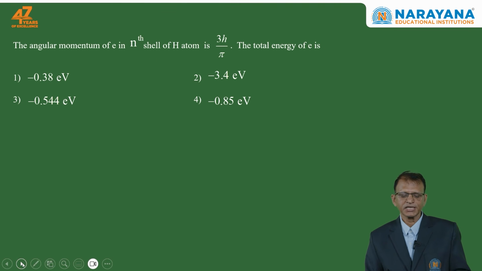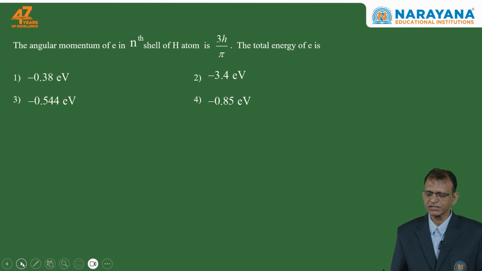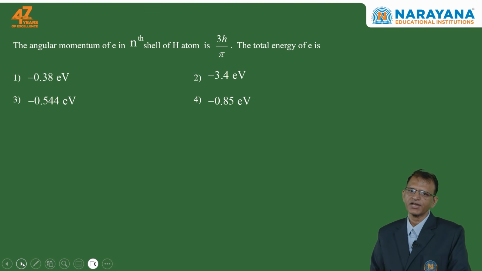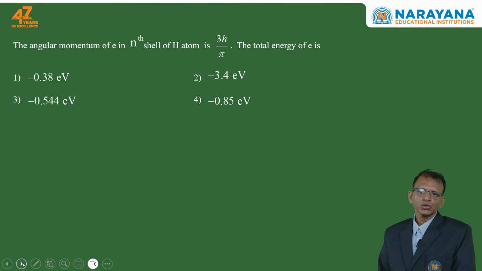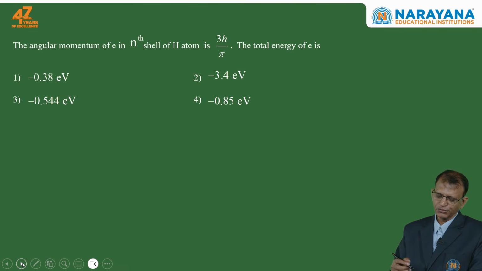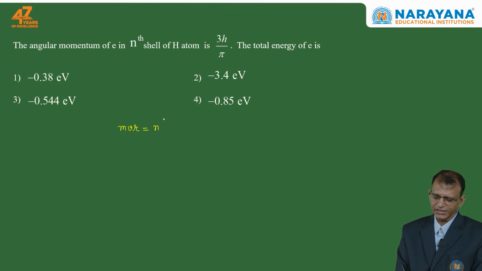The angular momentum of electron in nth shell of hydrogen atom is 3h upon pi. The total energy of electron is? So we know that for single electron system, according to Bohr's theory, orbital angular momentum should be integral multiple of h upon 2 pi. So here the value is given, this value is equal to 3h upon pi. So if we cancel out h and pi on both sides, from there we are getting that the value of n is equal to 6.